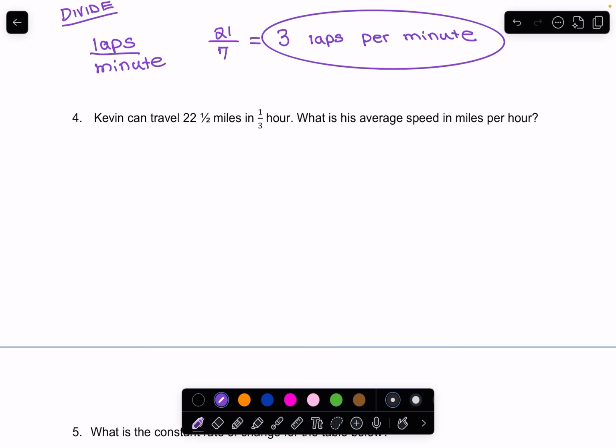So for another example, Kevin can travel 22.5 miles in 1/3 of an hour. What is his average speed in miles per hour? So again, miles is the distance, hour is the time. All we have to do is divide. Now there's fractions, but you have a calculator. As a reminder, that ABC button is what you use to input fractions. So in your calculator, 22, ABC 1, ABC 2, divided by 1, ABC 3, and you'll get 67.5 miles per hour.